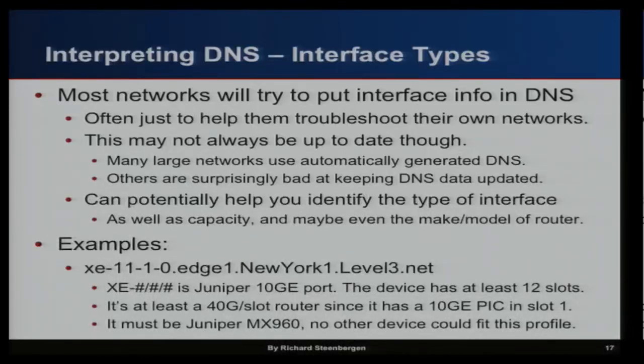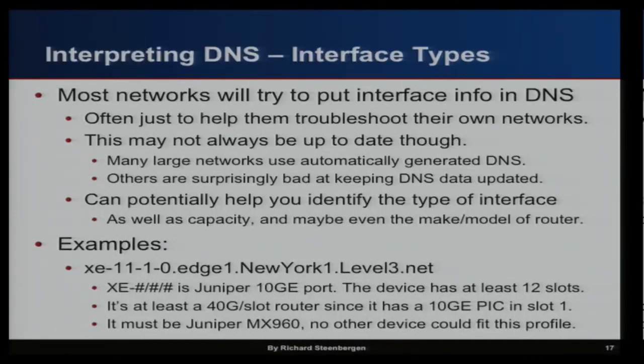So here's an example, a Level 3 hop, xe-11-1-0.edge1.newyork1. Here I'm obviously in New York City. I learned the role of the router. It's an edge box. That's where they're terminating some of their peering circuits. And you can start to look at the naming format. XE- is Juniper convention for 10 gig.